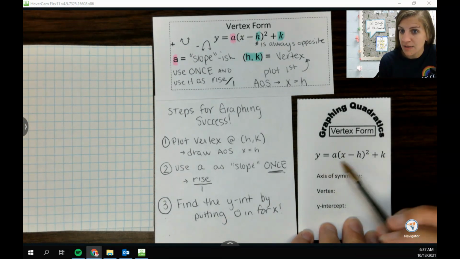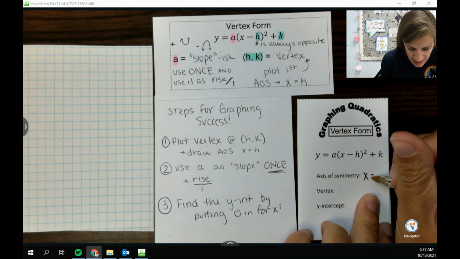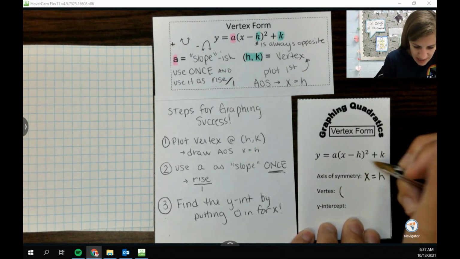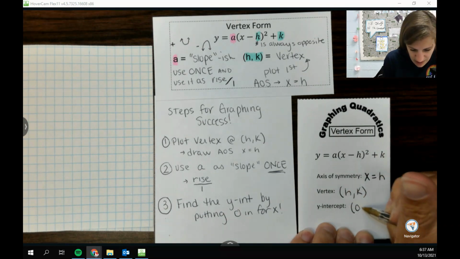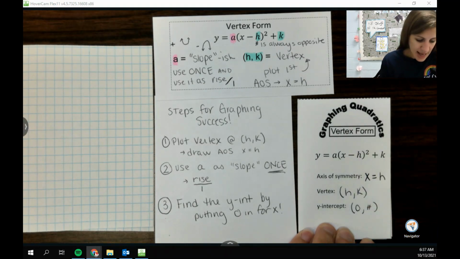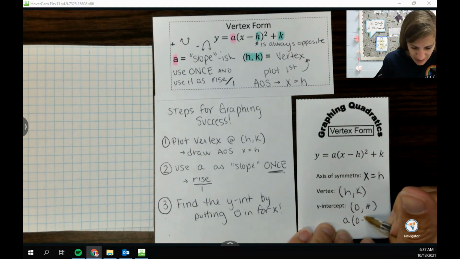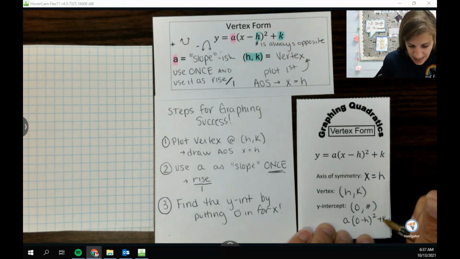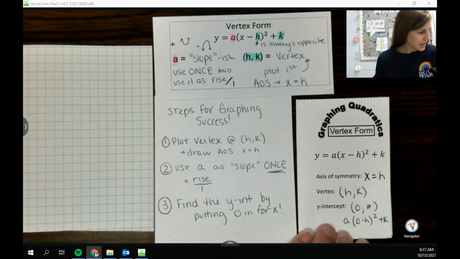So we have our equation again in vertex form. Our axis of symmetry is always going to be at x equals h. The vertex is at h comma k. And your y-intercept will always be at 0 comma some number that I find by plugging that in. So what you're going to end up with is parentheses 0 minus h squared plus k, and you're going to want to follow order of operations to get that number.